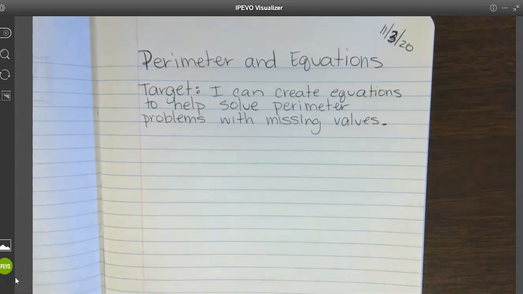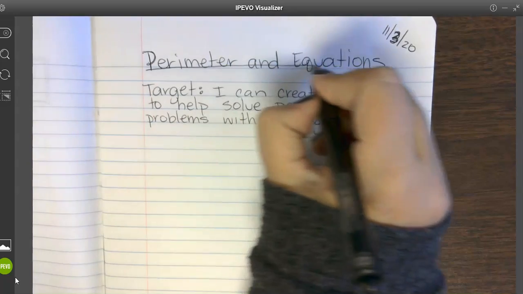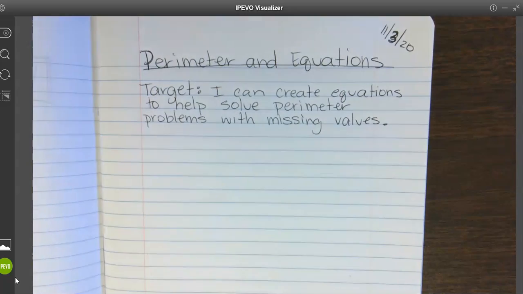All right, guys, so today we are talking about perimeter and equations. So yesterday you guys talked about angles, and how having missing values in your angles, you can create equations to kind of solve those. It is the same with perimeter, okay?